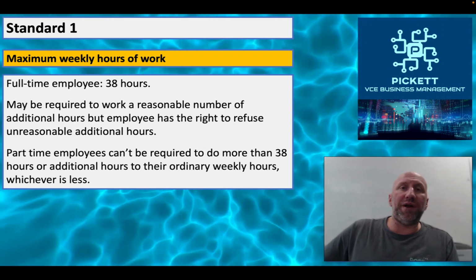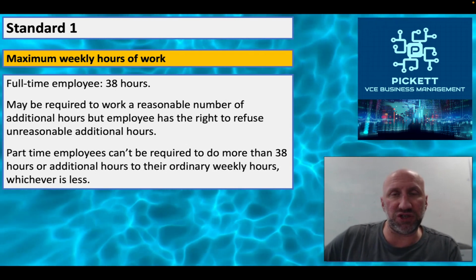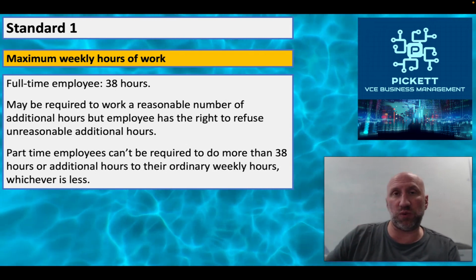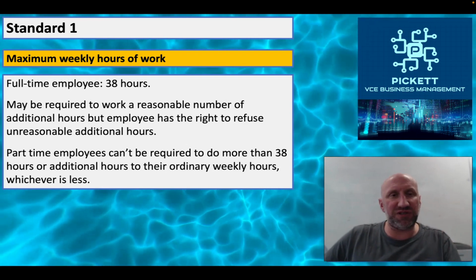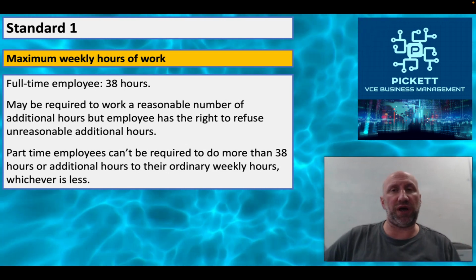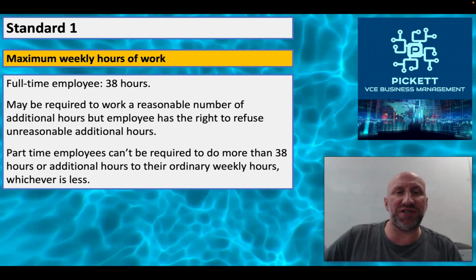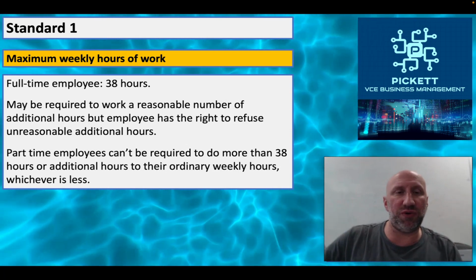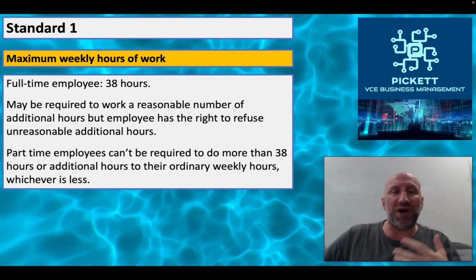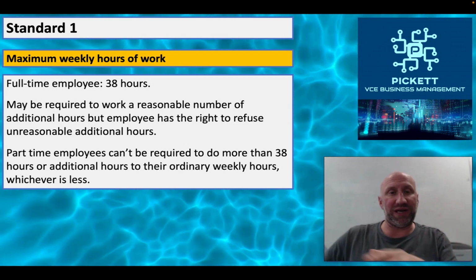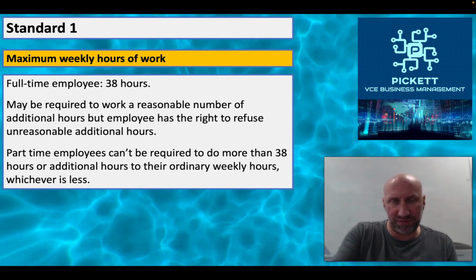Okay, so standard 1 refers to the maximum weekly hours of work. Now, for a full-time employee in Australia, 38 hours is the standard working week, as stated in this legislation. The standard also says that employees may be required to work a reasonable number of additional hours, but the employee has the right to refuse unreasonable additional hours. Part-time employees can't be required to do more than 38 hours or any additional hours to their ordinary weekly hours, whichever is less. So if you have a job right now, that second part would apply to you because you're part-time.